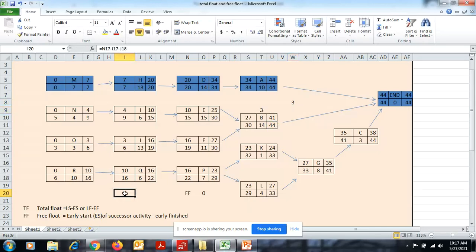And for free float, you have to take the early start of the successor activity. So Q's successor activity is P, with early start 16, minus the early finish of the main activity. You can see the calculation like this: early start 10 plus duration 6, both cases give the same result, because 10 plus 6 gives 16, and only then can you get the early finish.